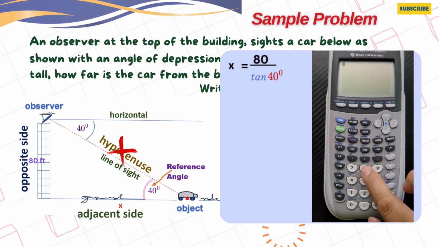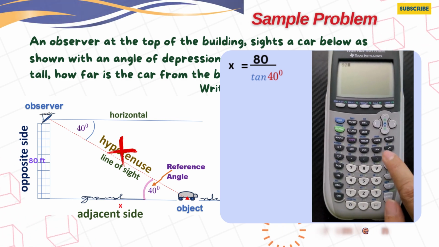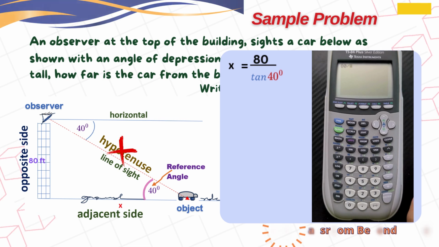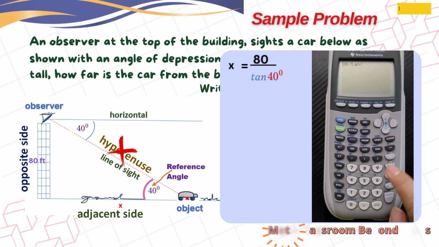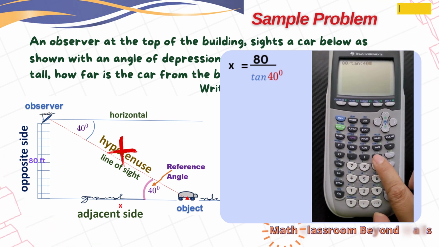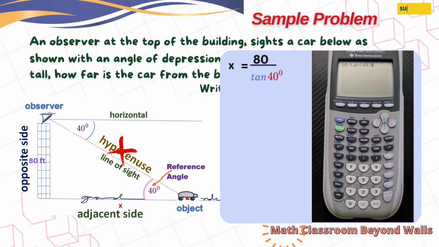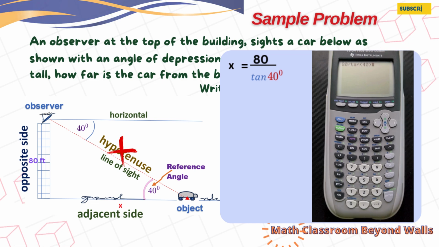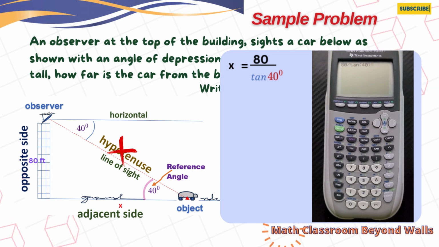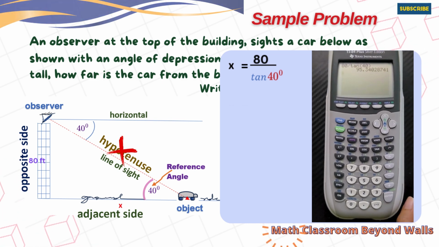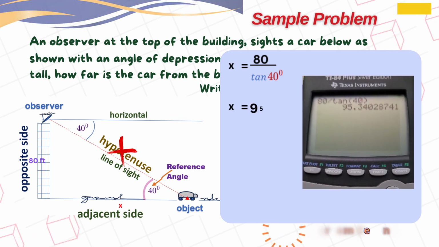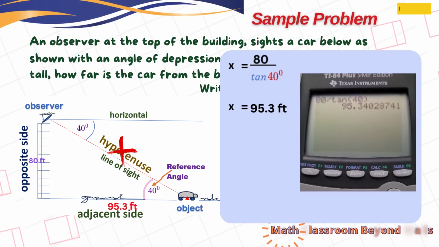Okay, so type 80, then hit the division sign, then hit tangent, and type 40. This is what you see on the screen of the calculator now. With this in the screen, hit enter. Bingo, we have the answer. Thus, x is equal to 95.3 feet.